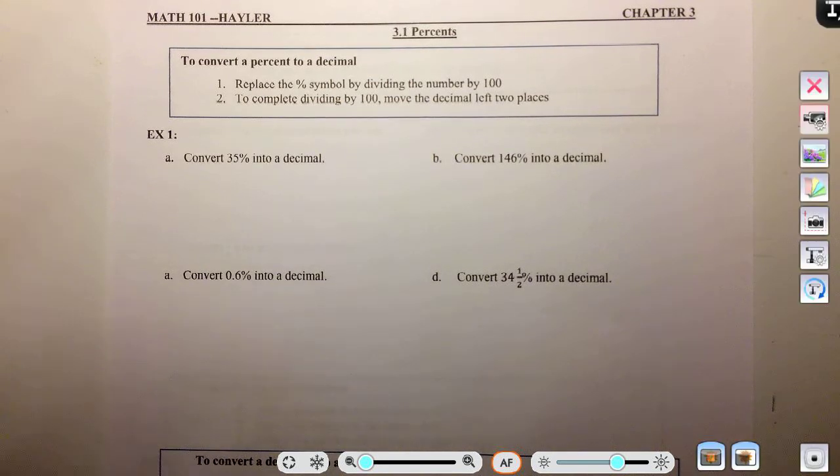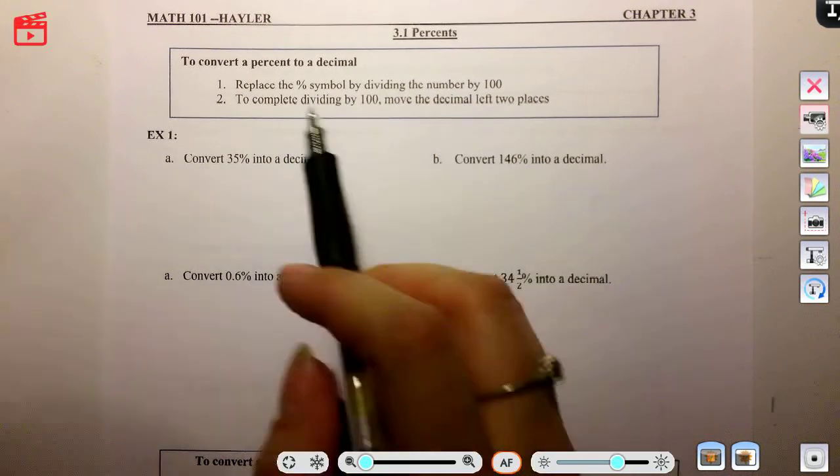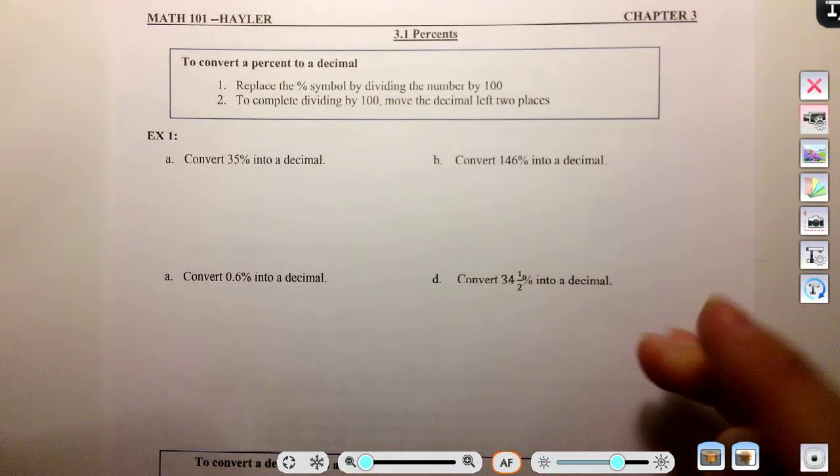All right, welcome to Chapter 3. We are working on percents for 3.1. All right, so we're going to work on converting from a percent to a decimal.